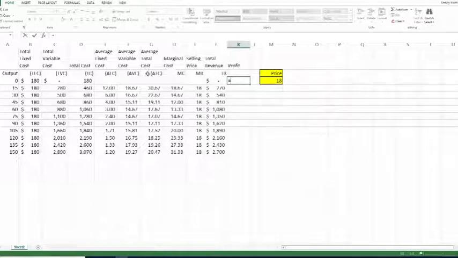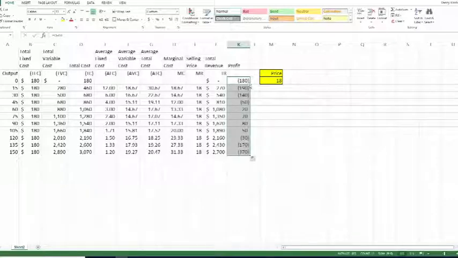So for a 0 output, of course, there's 0 total revenue, but minus my total cost, which are what? This 180. For this, again, it's 0 output. So of course, my profit is going to be negative 180. If we don't produce anything, this is what we still got to shell out in our fixed costs. And I'm just going to throw this down.